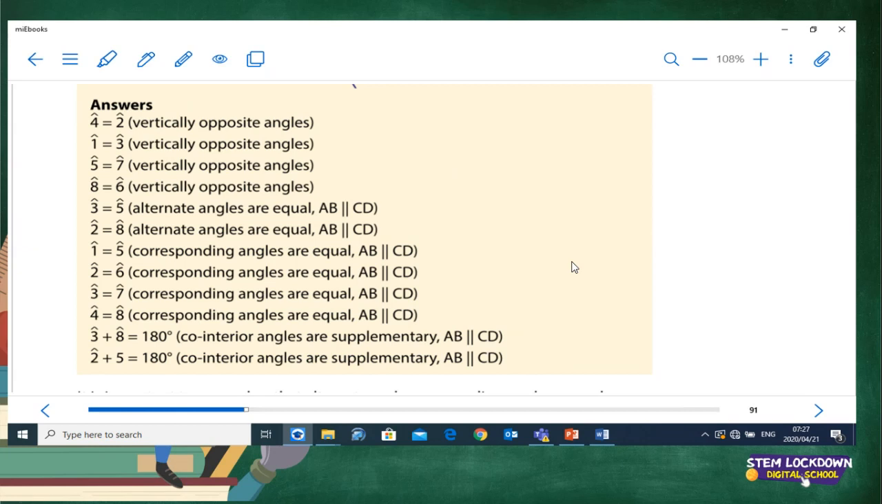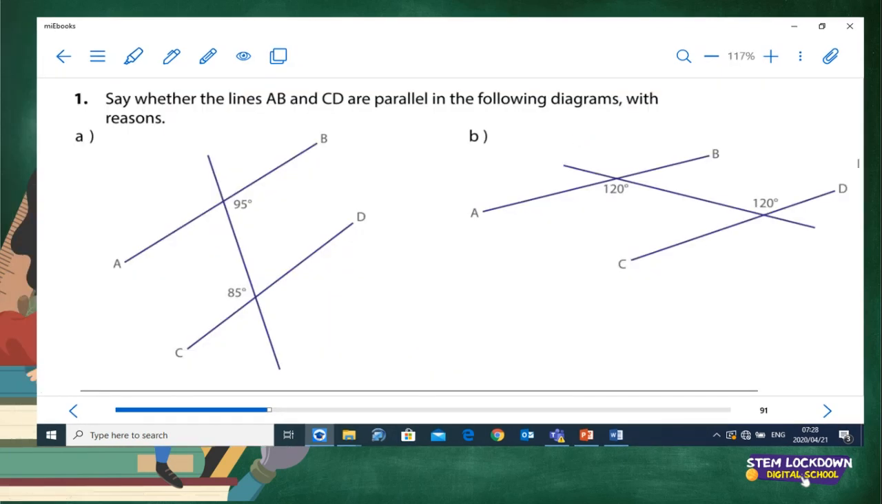I wanted to carry on. We were still talking about vertically opposite angles as well as alternate angles. Now, when you look at this activity here, you are requested to say whether the lines AB and CD are parallel in the following diagrams.